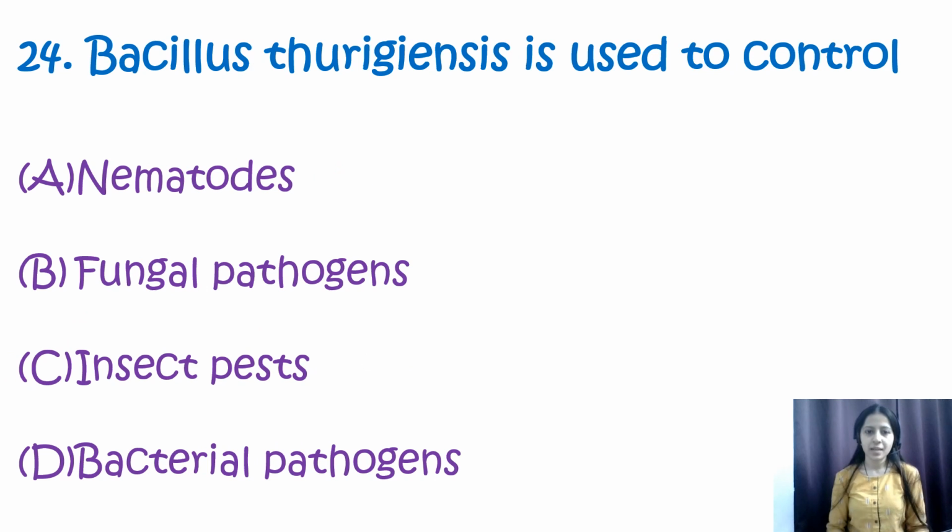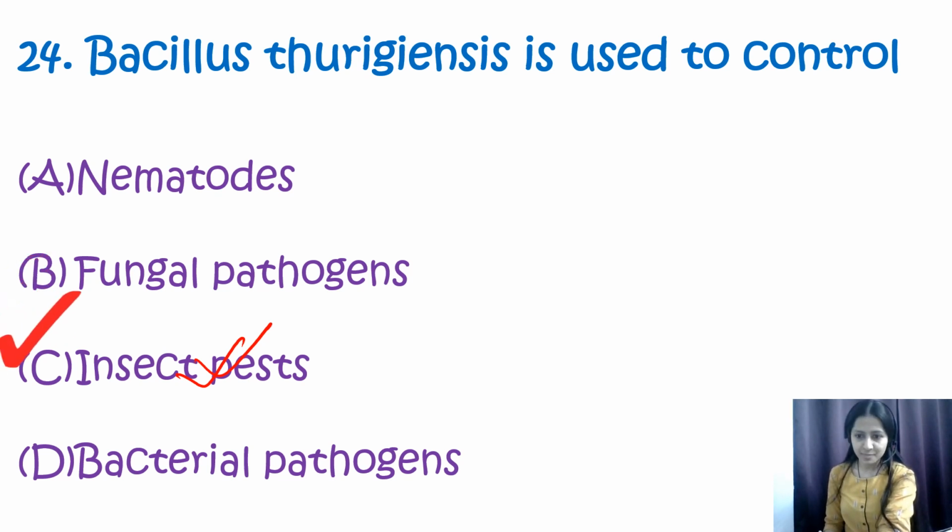Question number 24. Bacillus thuringiensis is used to control, options are nematodes, fungal pathogens, insect pests, or bacterial pathogens. Over here the correct option is C, that is insect pests. So this Bacillus thuringiensis, actually it is a bacterium which is commonly used in agriculture as a biological pesticide to control insect pests. So it produces a protein that is toxic to various insects such as moths, butterflies, larvae, or flies. Okay, so over here the correct option is C, that is insect pests.